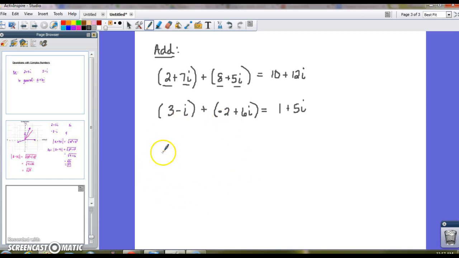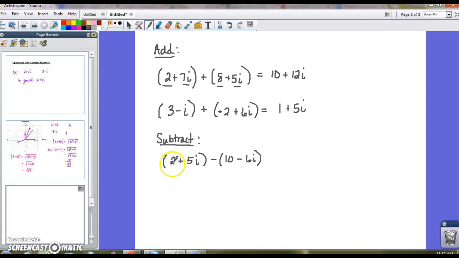Same rules apply when you're doing subtraction. So when you subtract, you just follow the same thing, right? You just have to make sure that you distribute that negative. And that's where sometimes people make careless mistakes.